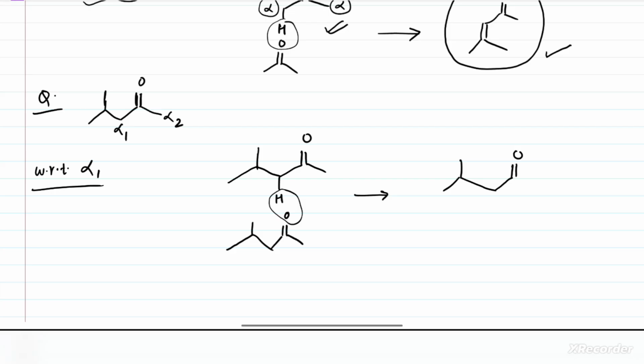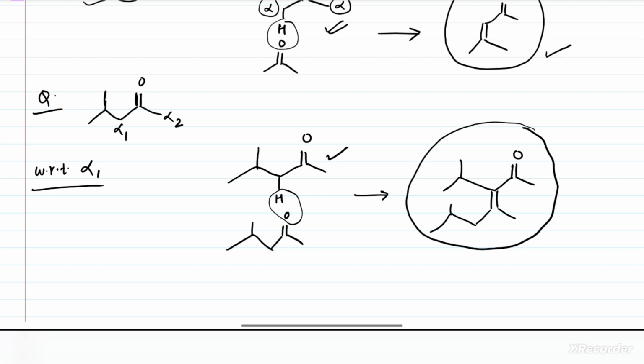This is the first compound, this one, and when we join these two, we can directly write it like this, and this is the product for this reaction. This is the final product because this carbon is alpha, this is beta with respect to this carbonyl compound, so this is called alpha beta unsaturated ketone.